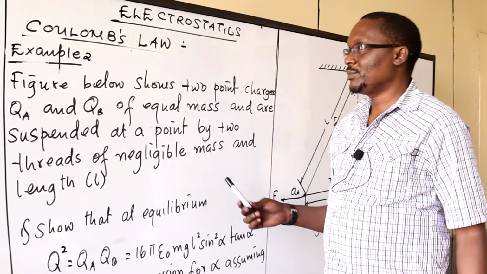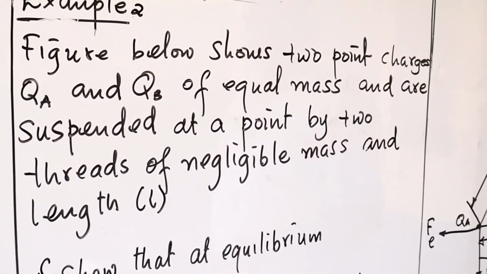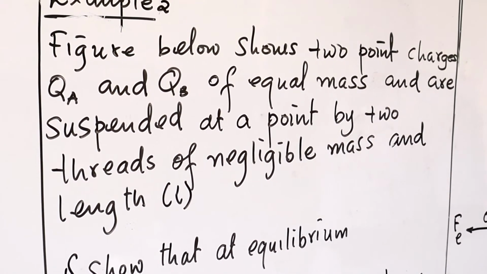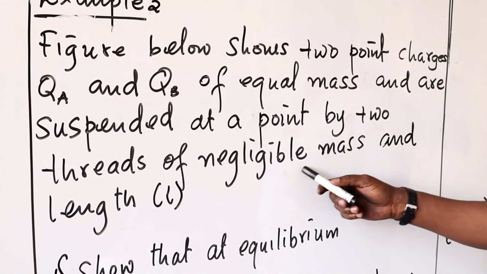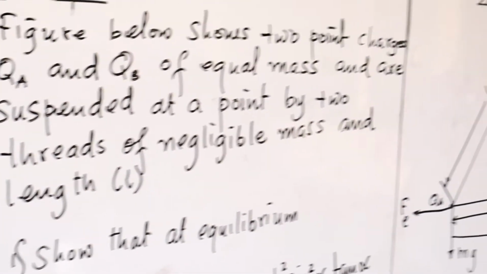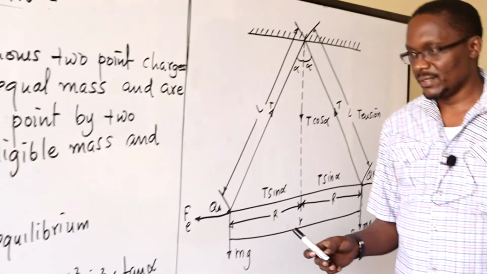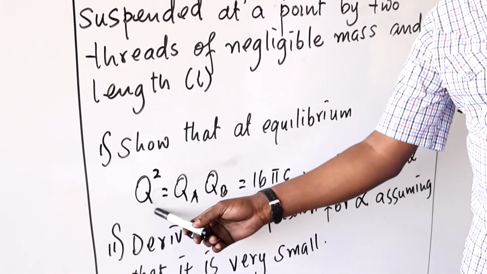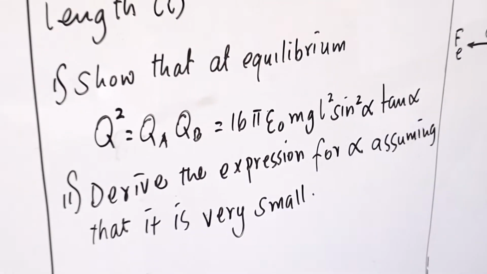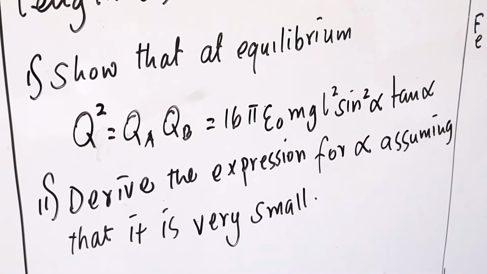Now, this is our example 2. We are saying that the figure below shows 2 point charges, QA and QB, of equal mass, suspended at a point by 2 threads of negligible mass and length L. Now this is our figure that we have. You're told to show that Q squared, which is the same as QA, QB, is the same as 16 pi epsilon naught mg L squared sine squared alpha tan alpha.